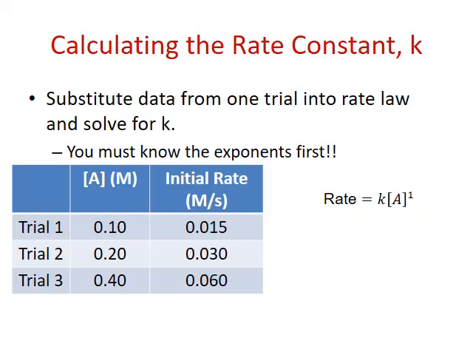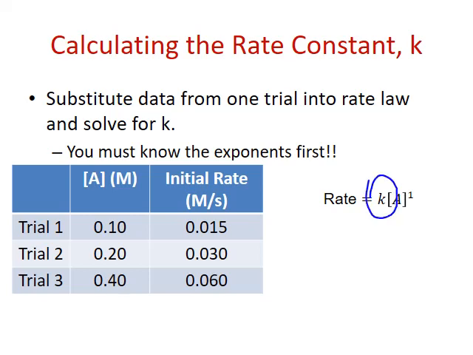So now that we've determined the exponents or orders for our rate law, we can easily figure out the rate constant K. You just have to substitute data for rate and concentration from one trial into the rate law formula. So let's do that with our first order rate law example. And we're solving for the rate constant K here.